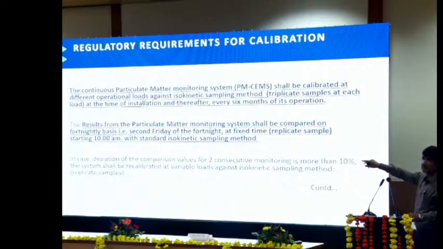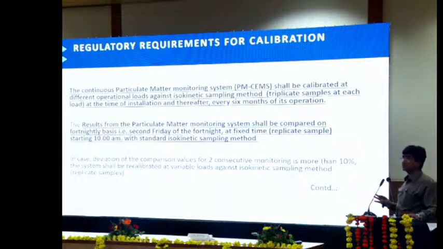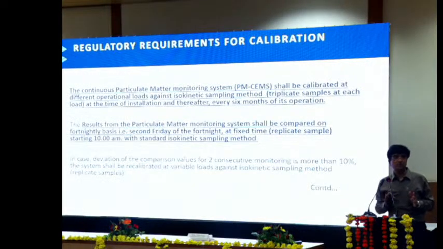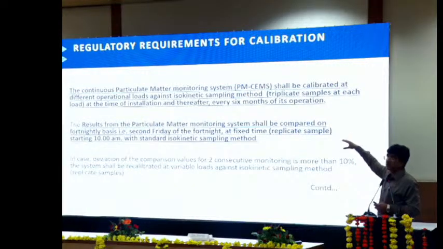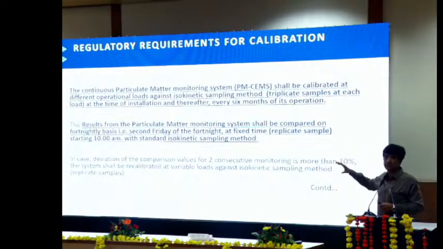They have specified the time and date also. They have said every second Friday of the fortnight at fixed time. It's a replicate sample starting 10 a.m. with standard isokinetic sampling method. Now these are the requirements which have been specified by the regulators, by the PCB state boards, and all of you, after installing CEMS, don't stop there. You have to see and ensure that these particular requirements are taken care of.